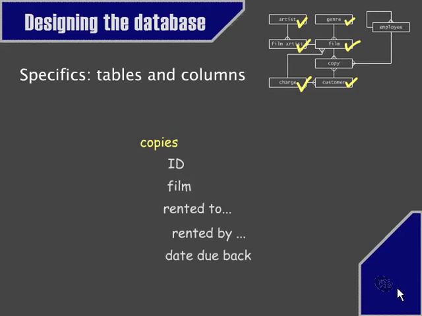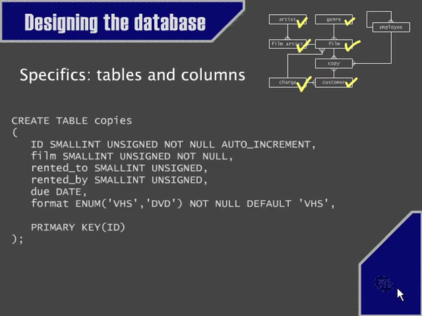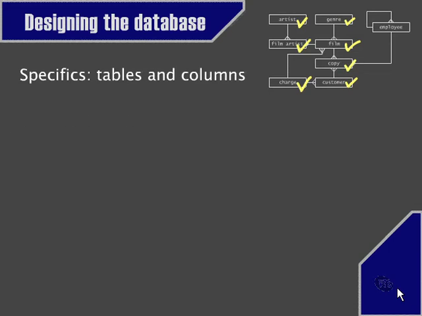We also need a date due back. Once again, all these three fields, the three last fields, will be null if the copy is sitting on the shelf. We also need format. This allows us to differentiate between VHS and DVD. This is what it looks like translated into an SQL statement. That's the copies table. Let's take a look at our employee entity, the final one.